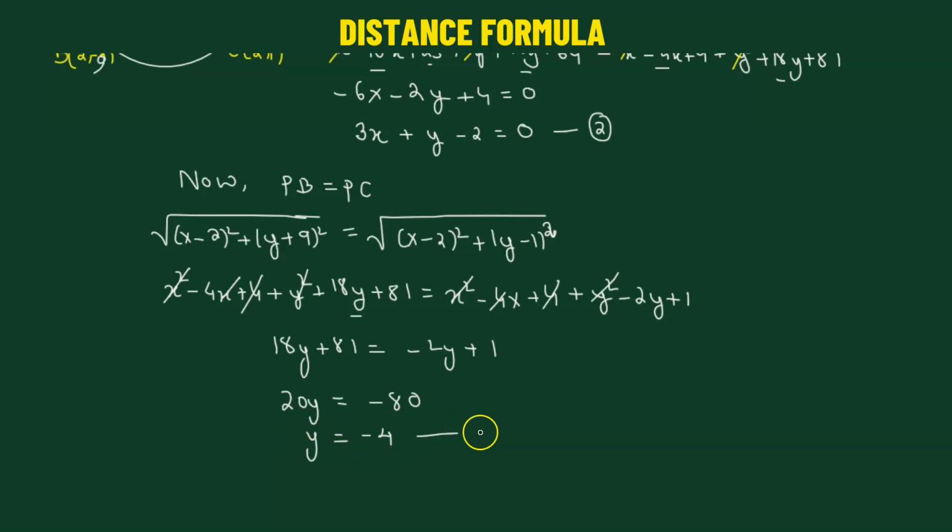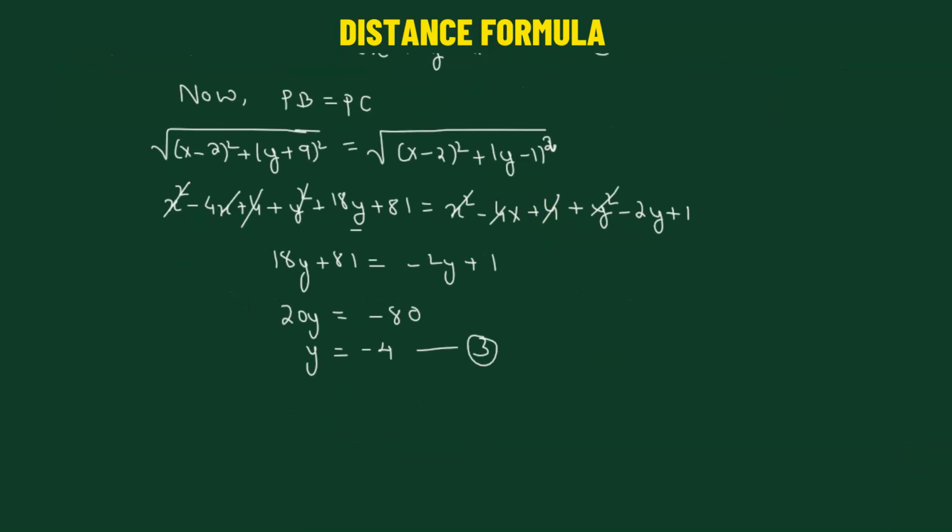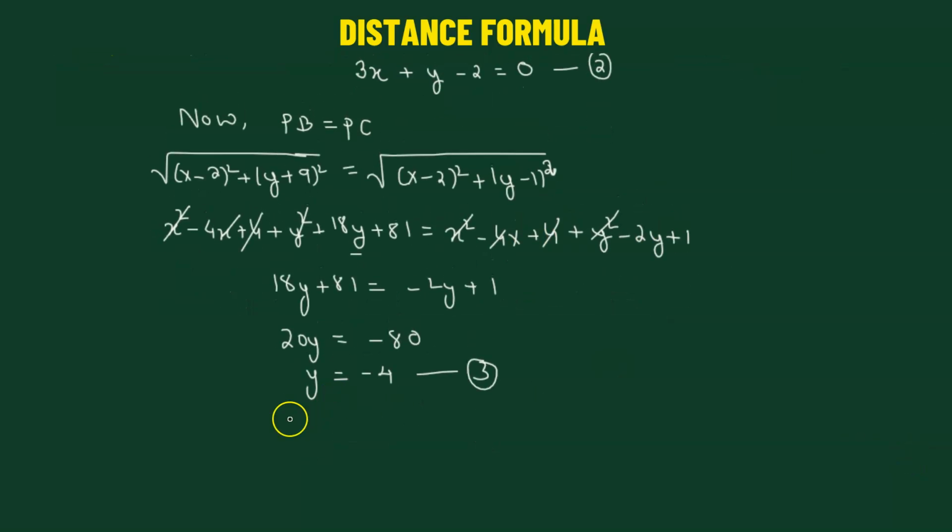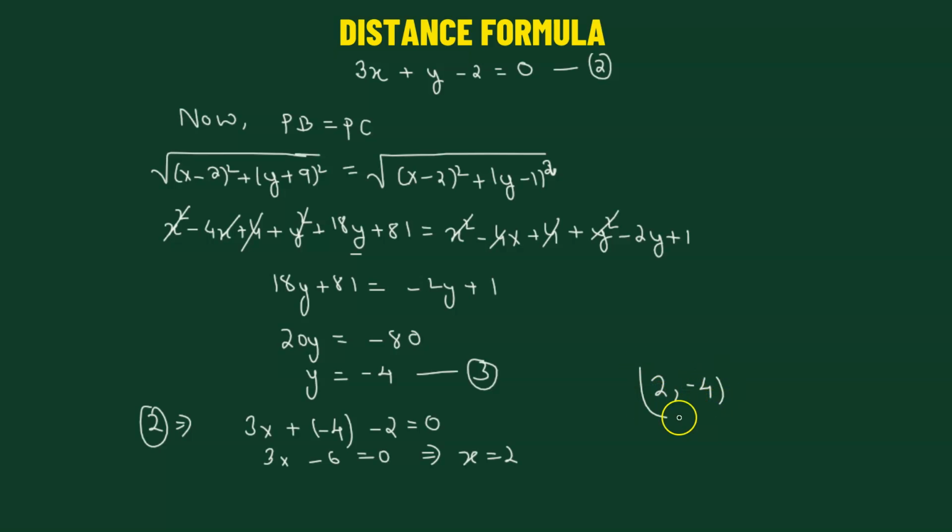Now that we have the value of y, that's equation number 3, we can substitute this in equation number 2 to get the value of x. So we have 3x plus y minus 2, where y is negative 4, minus 2 equals 0. That leaves us with 3x minus 6 equals 0. Solving for x, we get x equals 2. So we have obtained the coordinates of the center: x is 2 and y is negative 4.